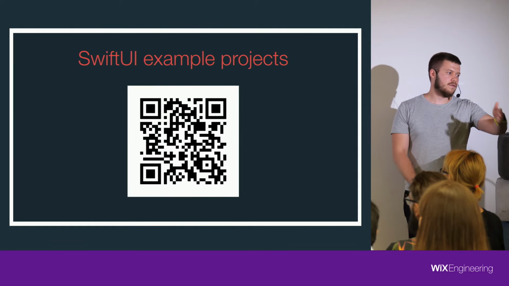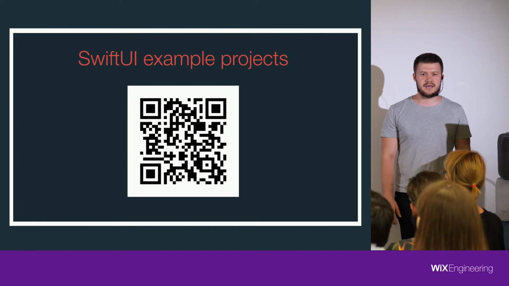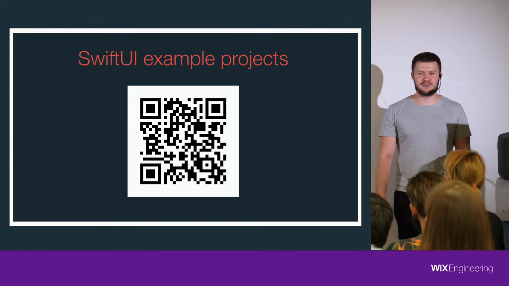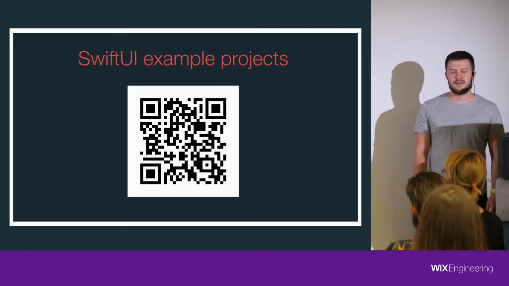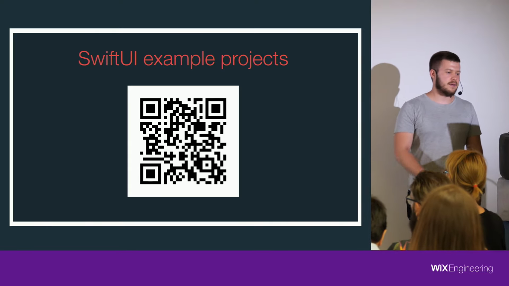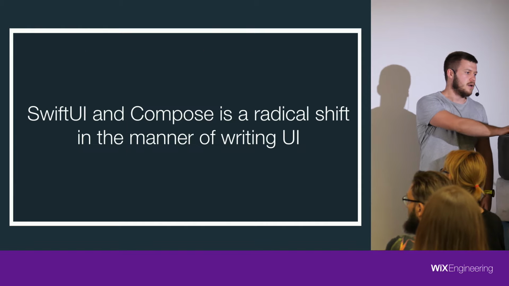Here is the QR code for SwiftUI samples. You can find games like 2048, a to-do list, a shopping app, and many other examples. So it's a very useful link. You can find the presentation and download these examples.